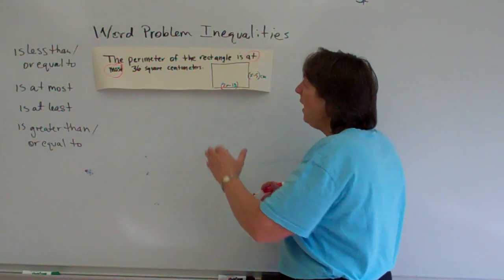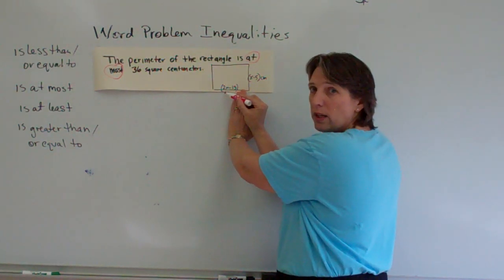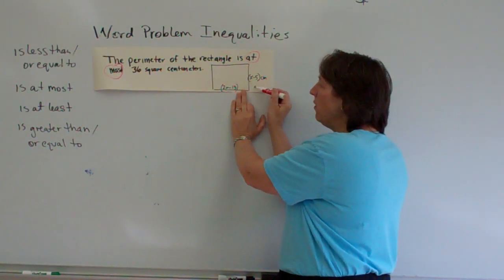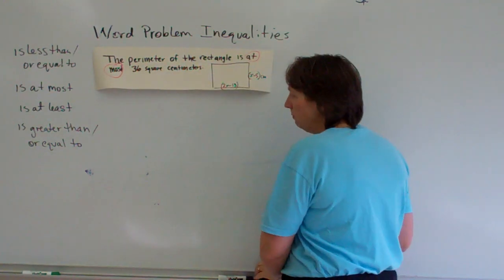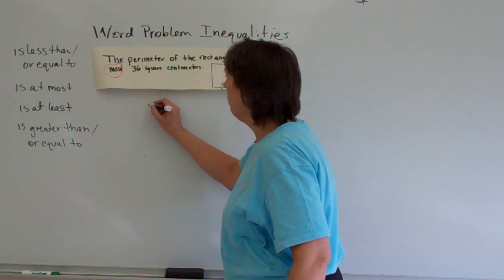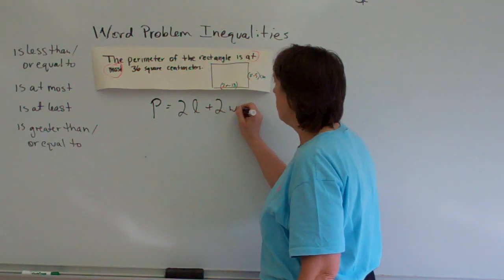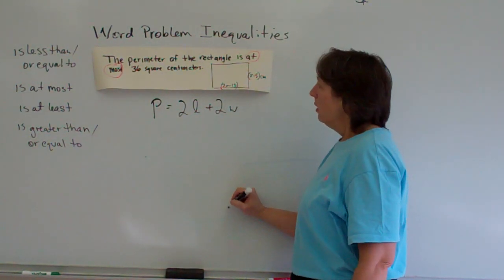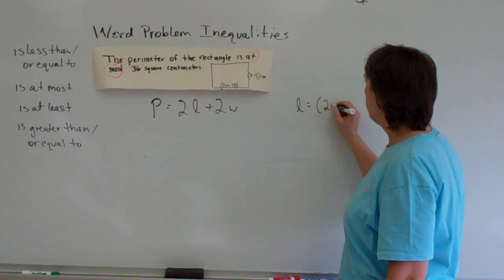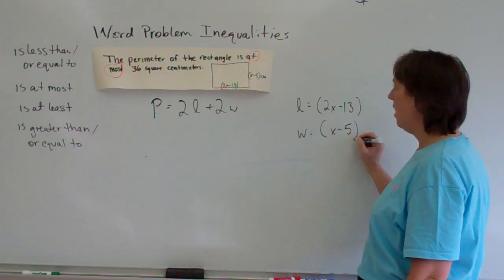All right? I don't know if you can see it, but the length is the quantity of 2x minus 13, and the width is the quantity of x minus 5. And that's centimeters. So we are going to start with identifying our formula for perimeter. P is equal to 2 times the length plus 2 times the width. Now I'm going to identify that the length is the quantity of 2x minus 13, and the width is the quantity of x minus 5.